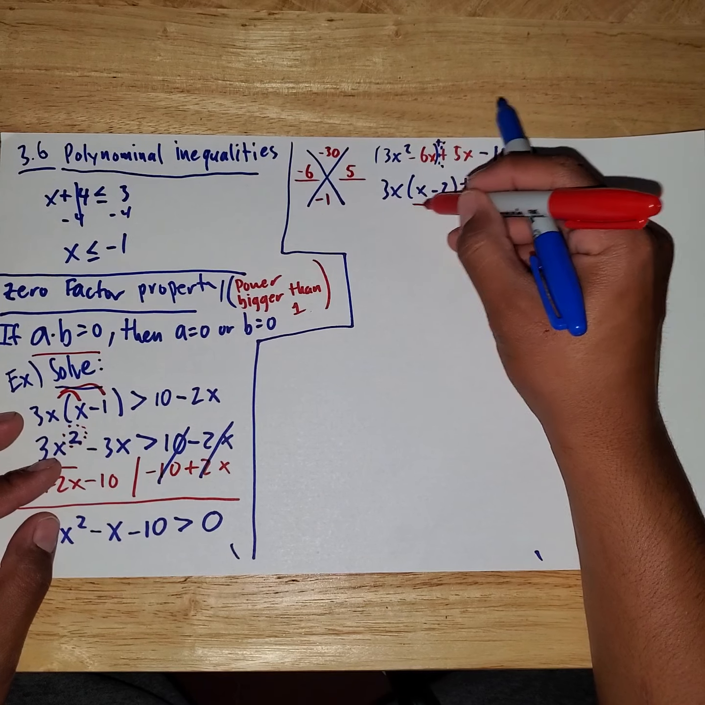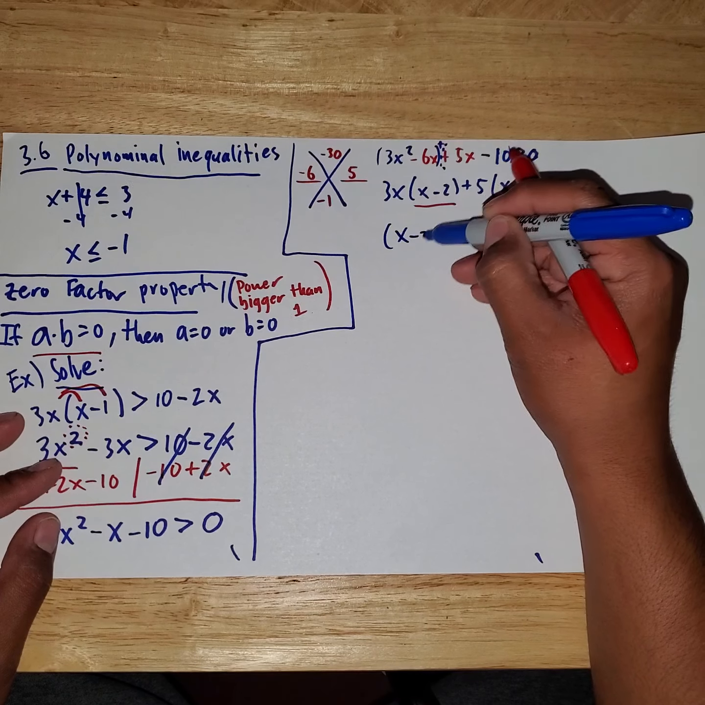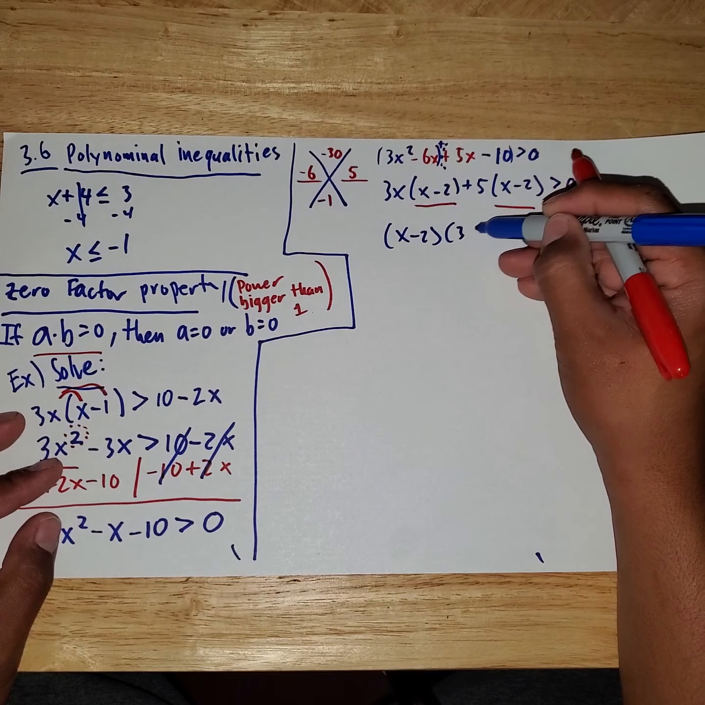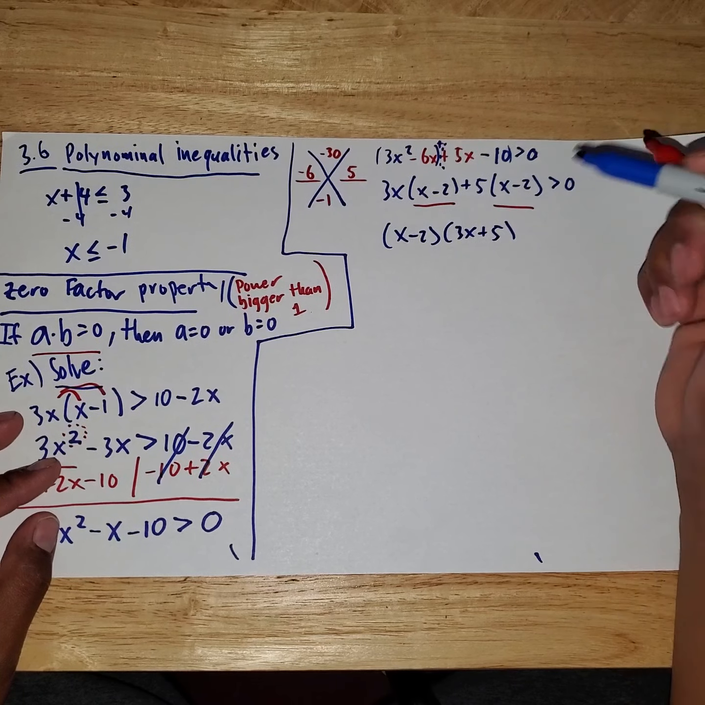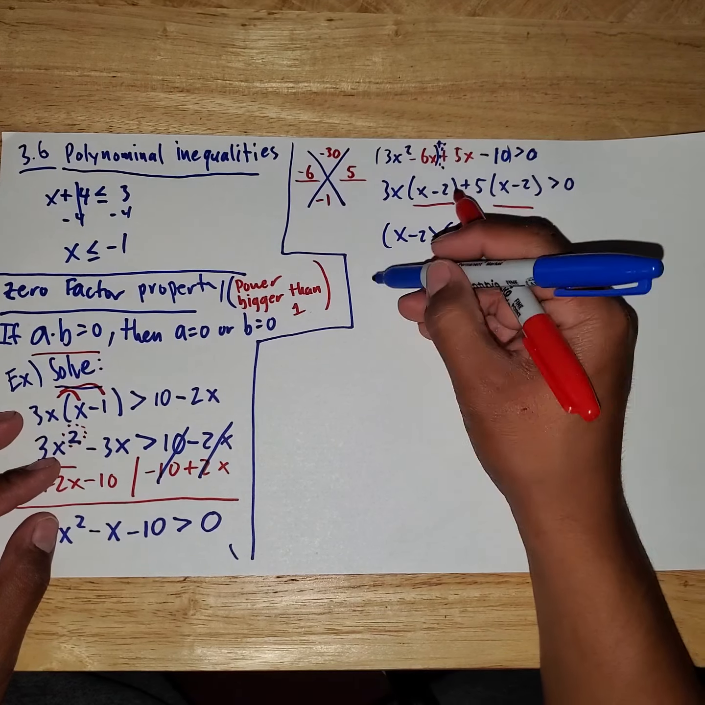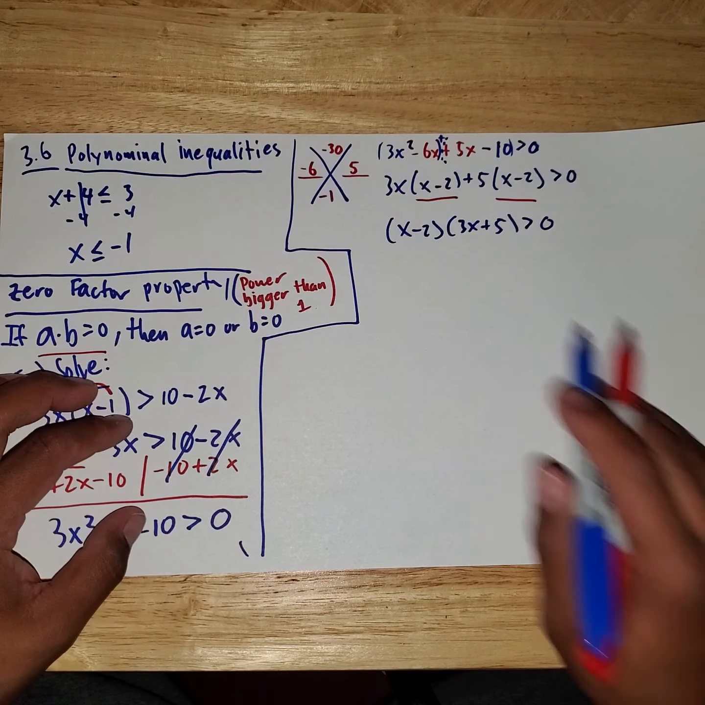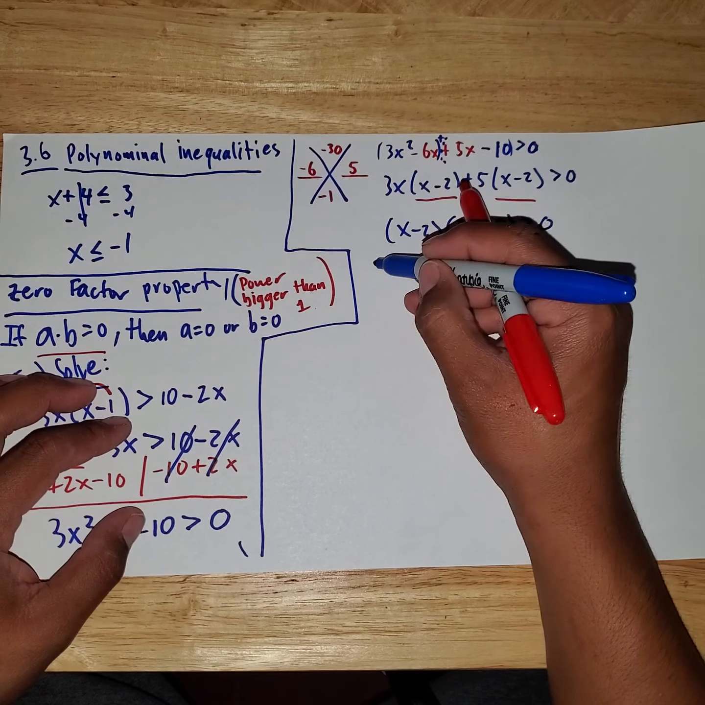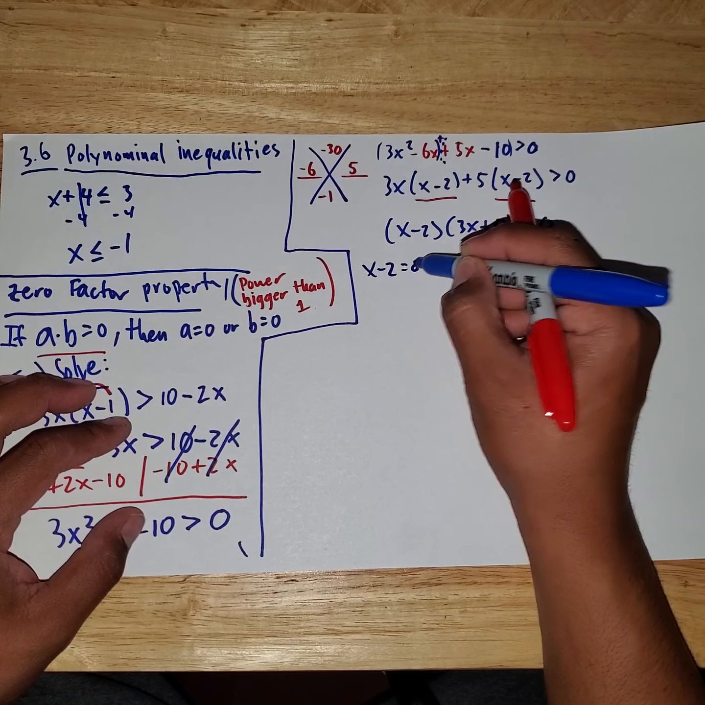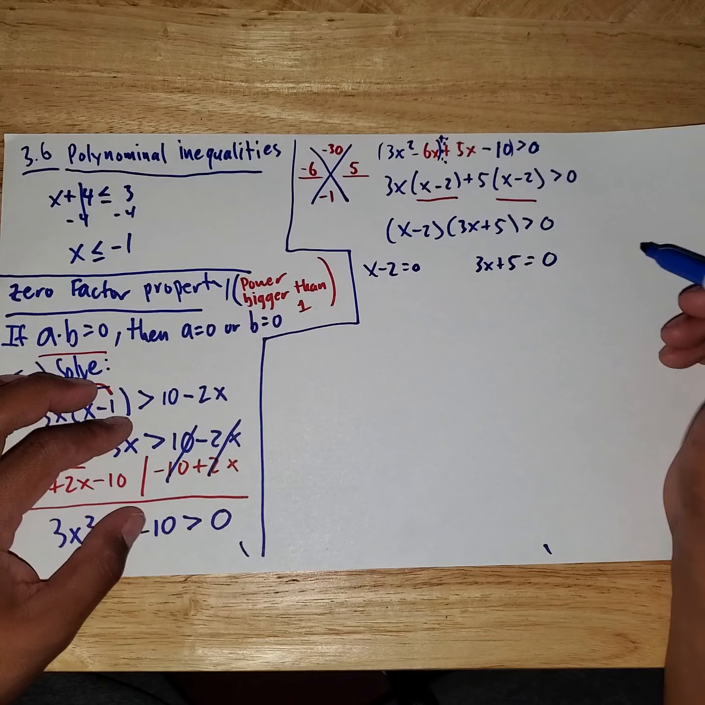And GCF here is x minus 2. So I have x minus 2 times 3x plus 5 greater than 0. Now, again, everything is exactly how we were doing before. I'm now going to take this and set each one equal to 0. 3x plus 5 equal to 0.